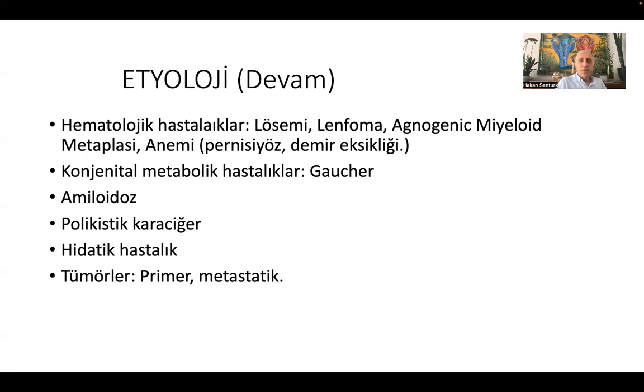And at the end of the list, malignancies. We told you about hepatocellular carcinoma, which develops in patients with cirrhosis. But the liver is also a very usual site for metastasis because of its rich vascularity. Most of the malignancies in any part of the body will metastasize to the liver.